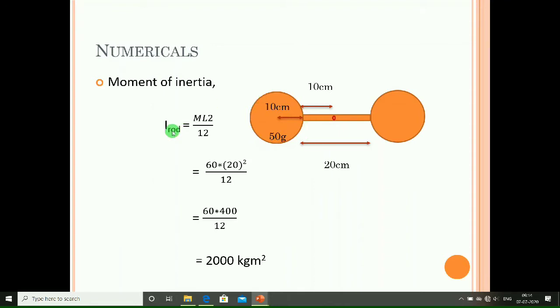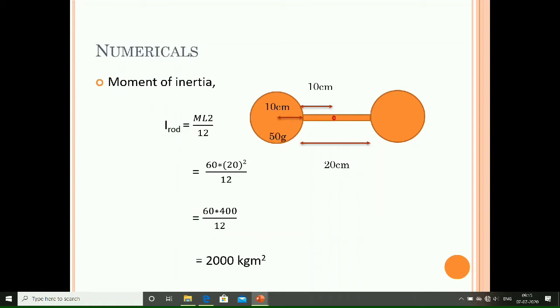Okay. So if you are writing the value for the moment of inertia of the rod, the formula is ml square by 12. So mass is 60, length is 20, so 20 square divided by 12. 60 into 20 square will be 400. After solving we are getting 2000 kilogram meter square. So this is the moment of inertia of the rod only.